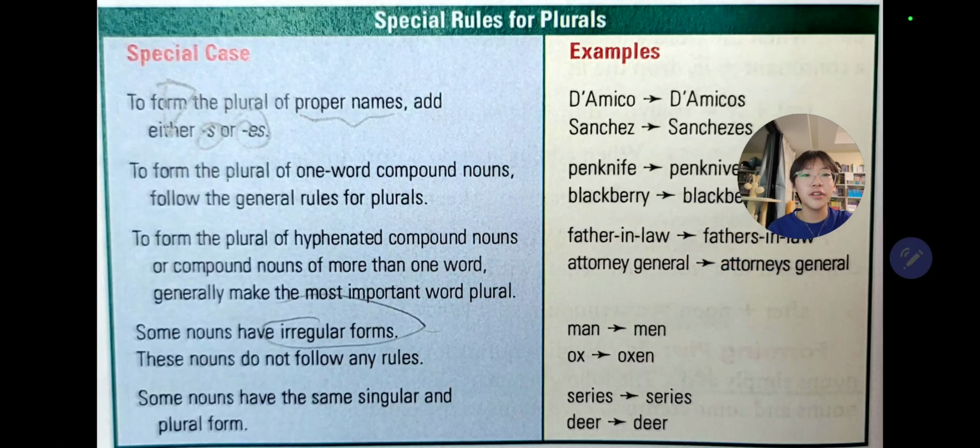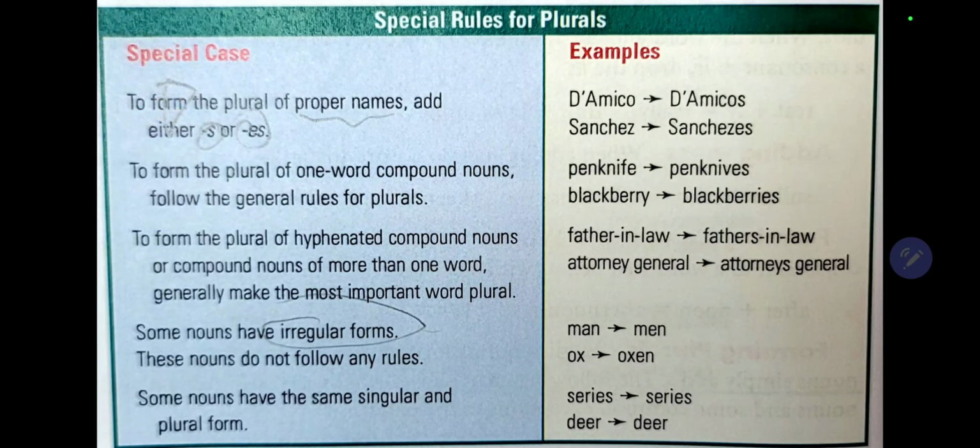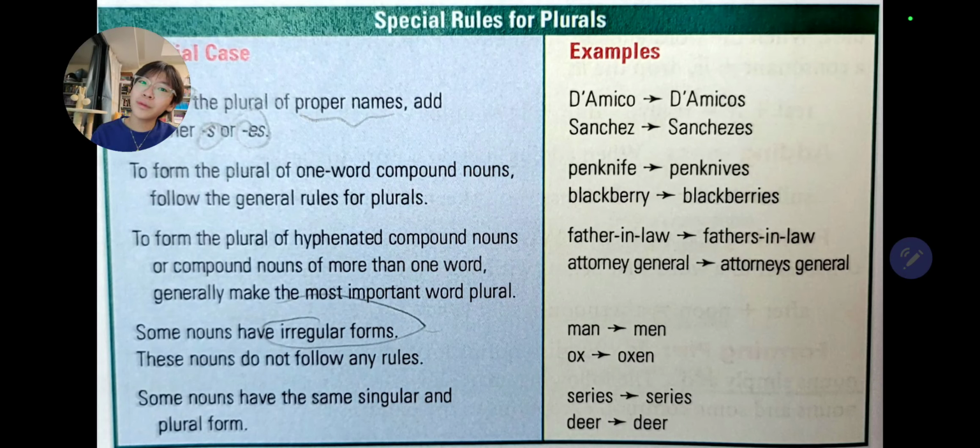There are also some special rules for plurals. To form the plural of a proper name, you add either S or ES. Some examples are the Macos and the Sanchezes. To form the plural of one-word compound nouns, you usually follow the general rules for plurals, like penknife and penknives, and blackberry and blackberries.